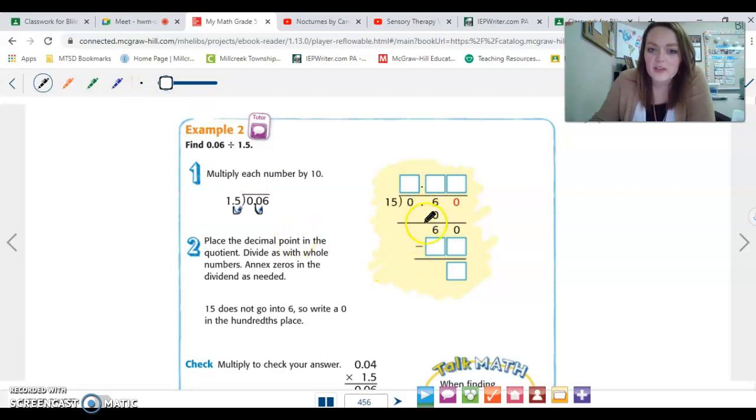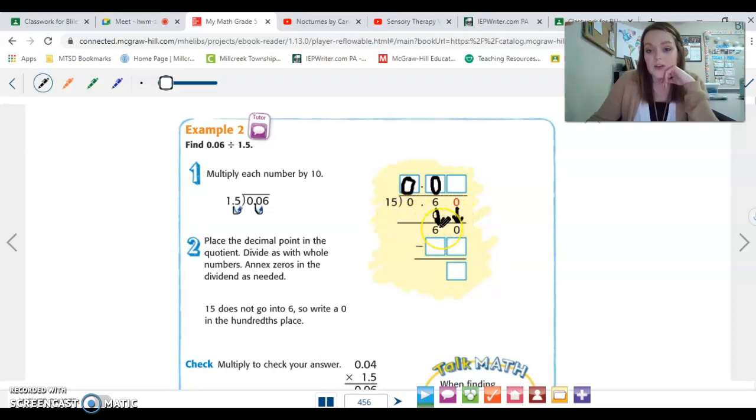So we can get started. They did this on an example when they set it up for us over here as well. Okay, 15, can it go into 0? Nope, we can put a 0 up there. Can 15 go into 6? Nope, put a 0 up there. We're going to bring my 6 down. 15 cannot go into 6, so we put that 0 there. Now I'm going to bring down my other 0.